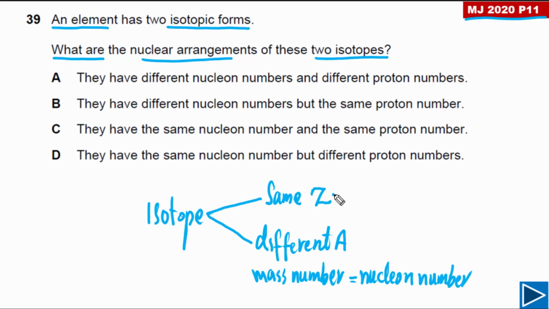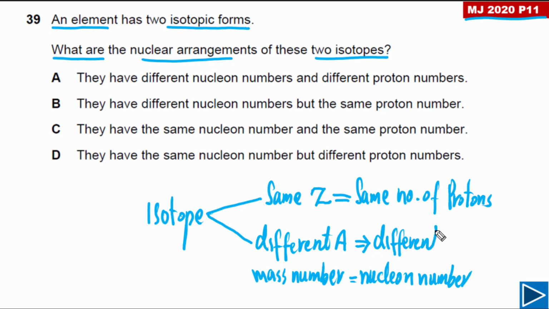Now the next thing we need to understand is that the same atomic number also means the same number of protons, and different mass number. If the atomic number is the same, it means the two nuclei have a different number of neutrons. So we can write down here: different number of neutrons. This is what you need to understand in order to answer this question.